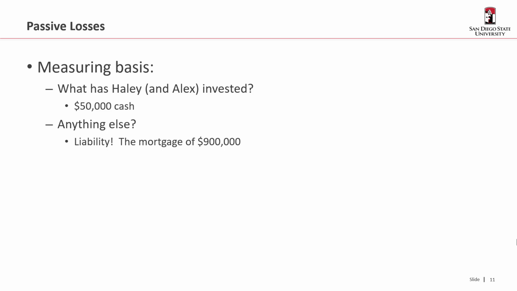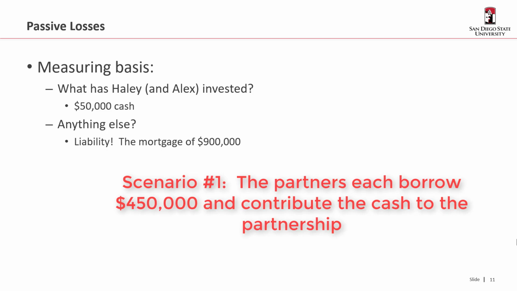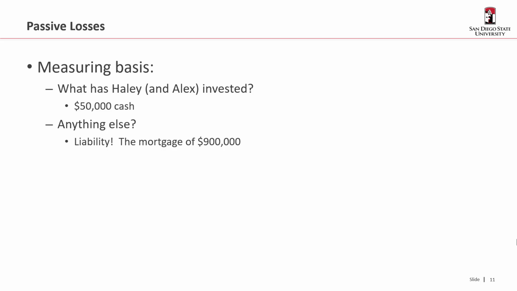Now, what we're going to see is the way basis works is, let's imagine there are two scenarios by which this could have been done. And let's start with the one that did not occur, which is Haley and Alex went to the bank and said, hey, will you loan me $450,000 each or $900,000 total? The bank says yes. They turn around and invest that cash into the partnership. If they had done so, they clearly would have basis, right? Because now they will have invested another $450,000. So they'd both be in this thing for $500,000.